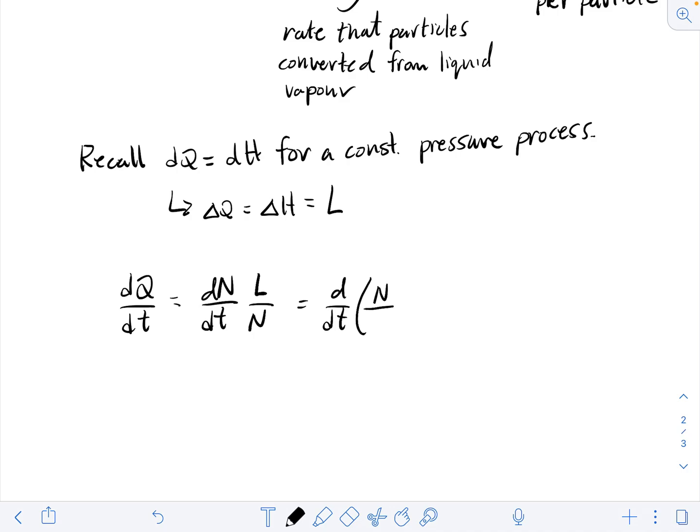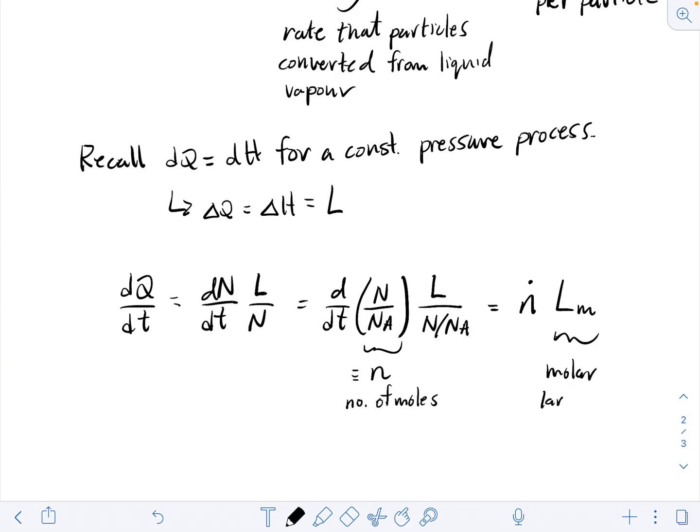What I'm going to do is divide N, the number of particles, by Avogadro's number. And so this we'll define as little n, which is the number of moles. If we divide by N_A, we have to multiply by N_A, and I'll do that by dividing the denominator of the next factor by N_A. And so then what we get is that our cooling power is n dot times the latent heat per mole, or the molar latent heat.